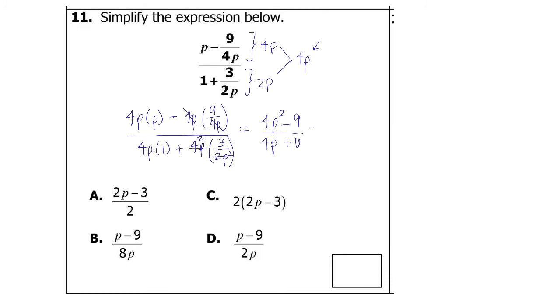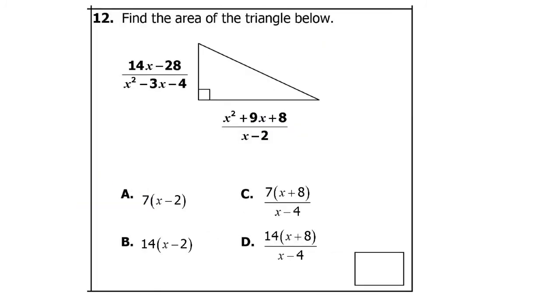Now we're almost finished. This first part is going to be the difference of squares. So we have 2p minus 3 times 2p plus 3. And then in the denominator, we're going to factor out a 2, and we're going to have a 2p plus 3. And so those are going to cancel, and so my final answer is 2p minus 3 all over 2. And do keep in mind that will not cancel anymore. Please don't try it. So our final answer is A.